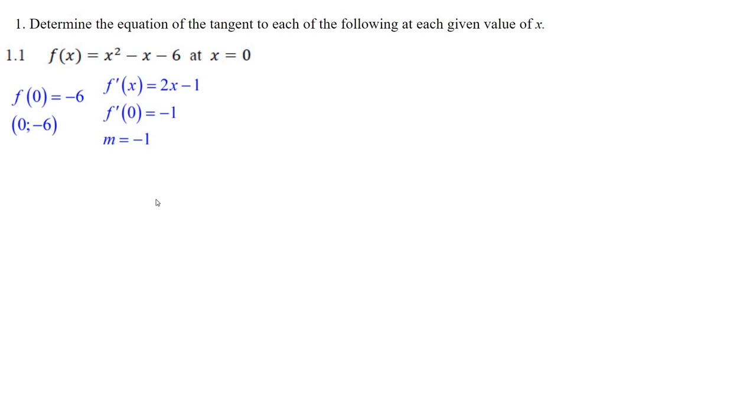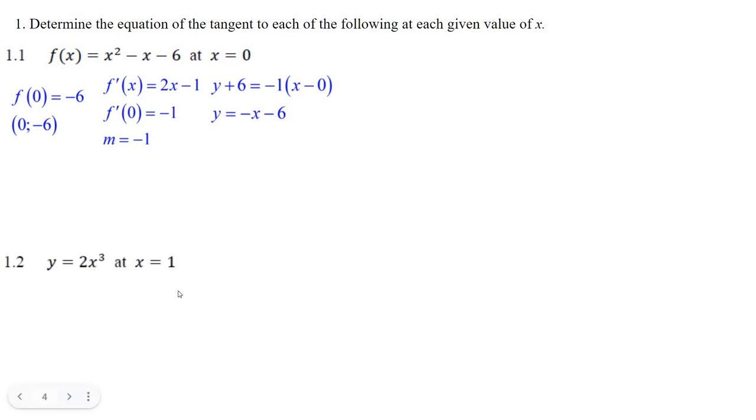And now it's just analytical geometry. You've got a point, you've got a gradient. You put the point of 0 and minus 6 into here, and you put the gradient there, and that gives you minus x, and then you subtract 6. There's the equation of the line.